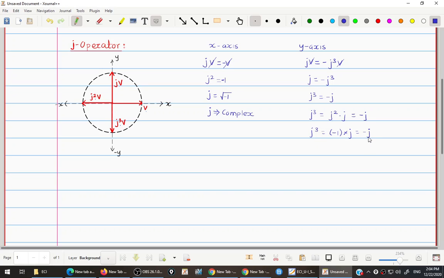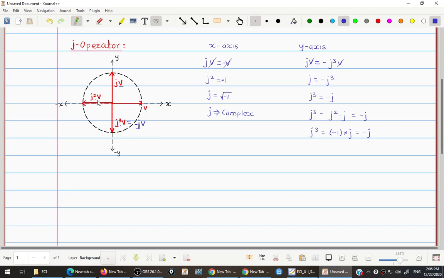Okay, so what does this indicate? j cube is equal to minus j. So what is the meaning of this? j cube, you are getting minus j. So you can also write it like this: j cube is nothing but minus j, and j cube is multiplied with v. So what does this indicate? j cube v is similar to minus jv. So on the top side, on the positive axis, you are getting plus jv, and on the negative axis, you will get minus jv. So what does this indicate? That these two phasor diagrams are equal in magnitude, but they are opposite in direction. So hence in one phasor diagram we are getting plus jv, and in another phasor diagram we are getting minus jv.